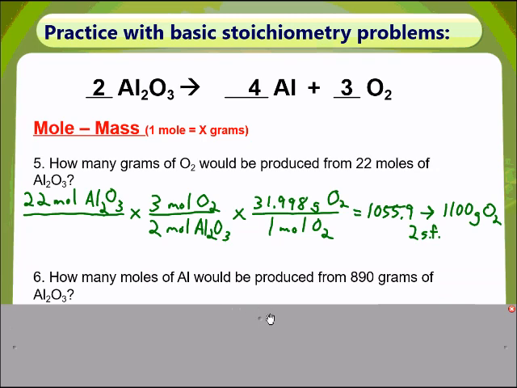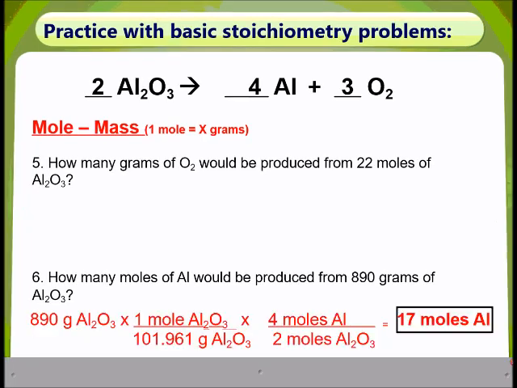Now, take a minute and do problem 6. Okay, let's see how you did. So they gave us 890 grams of aluminum oxide as our starting point. So that is our given. That is not in moles, so we do need step 1, convert it to moles. So we need the molar mass for aluminum oxide down here on the bottom with 1 mole on top. So step 1 is done.